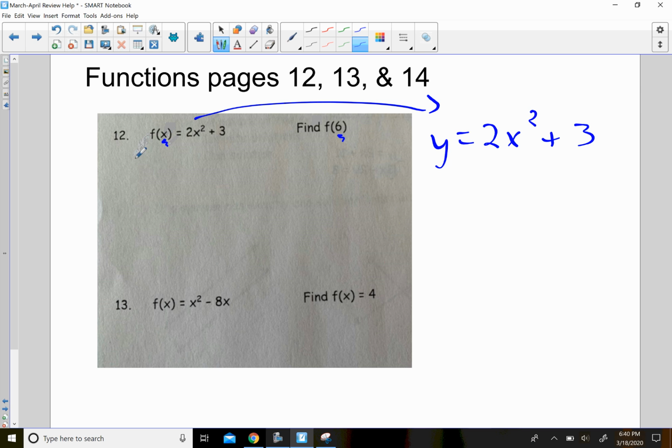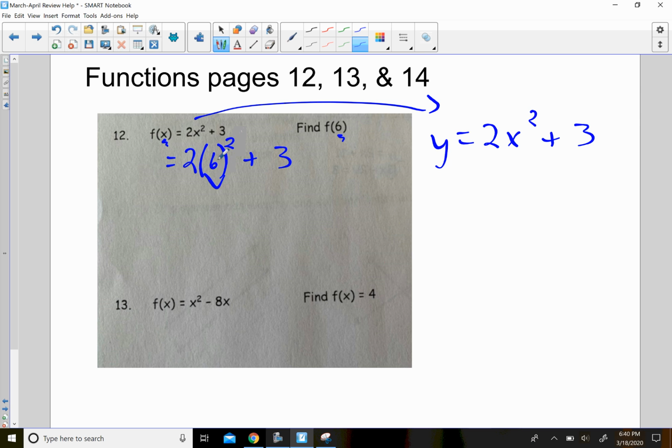So basically, to figure out what this is worth, I'm going to take anywhere I see the x, so 2 times 6, and replace that x with the 6 that they want us to use. So 2 times 6 squared plus 3. So according to the order of operations, I do the exponent first. Obviously, if we were in the classroom, we would just use those calculators again, but I'm just going through it in pieces because I know we all have different calculators at home.